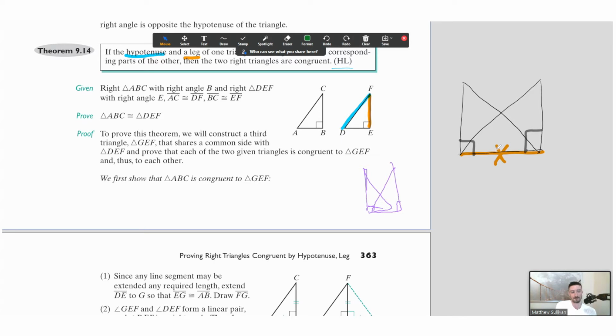Oh, that's the reflexive property, right? Yes, that's right. If I wanted to, I could just put a single mark here and say that they both have that. But usually we just put an X on it. And then as long as this hypotenuse was equal to this hypotenuse, then you would have HL ready to go.